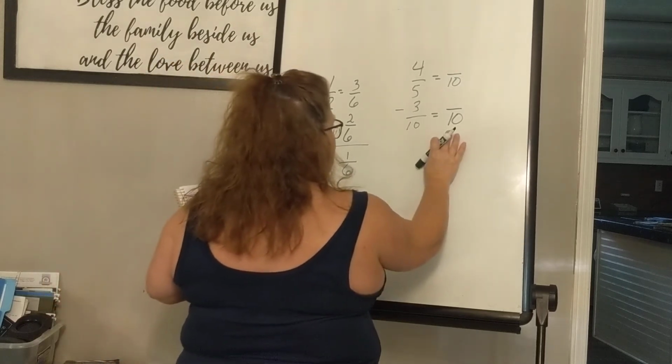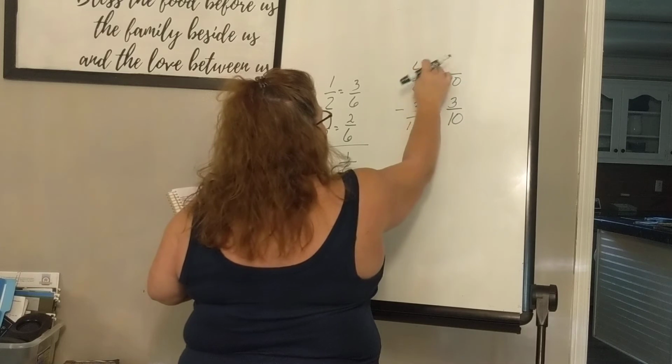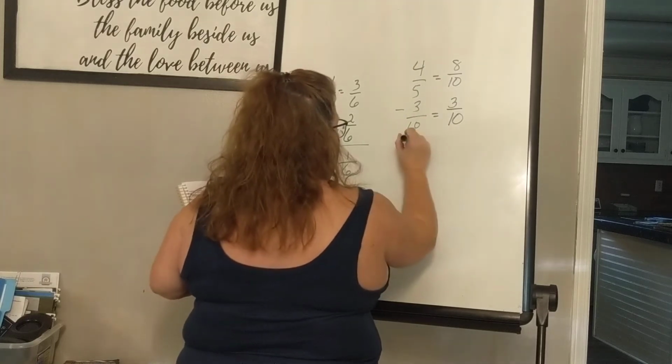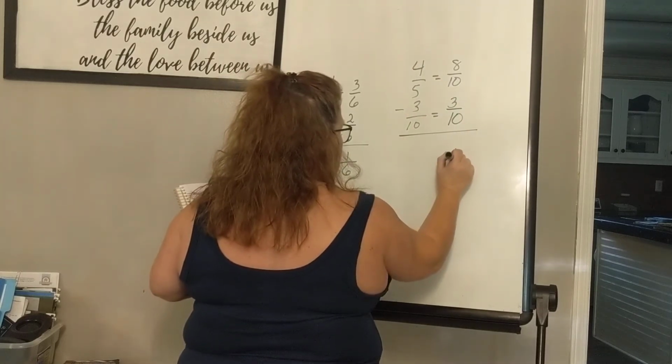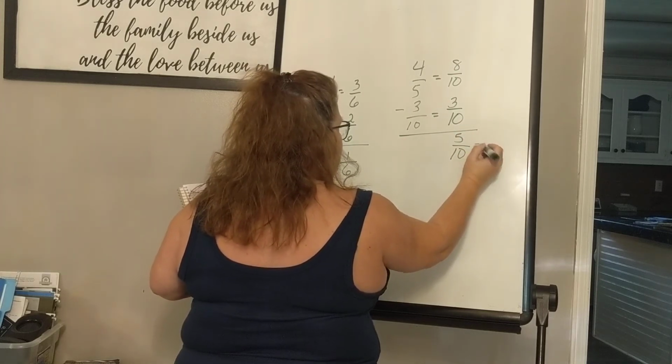10 will go into 10 1 time. 3 times 1 is 3. 5 will go into 10 2 times. 4 times 2 is 8. I'm ready to subtract. My denominator is going to stay the same. 8 minus 3 is 5.